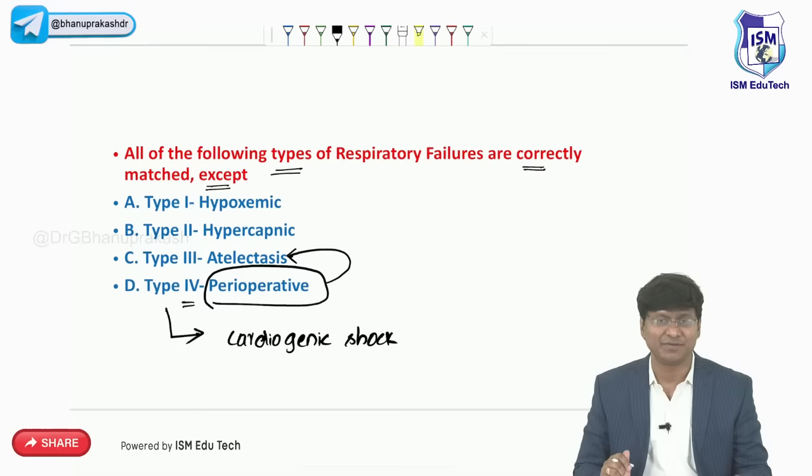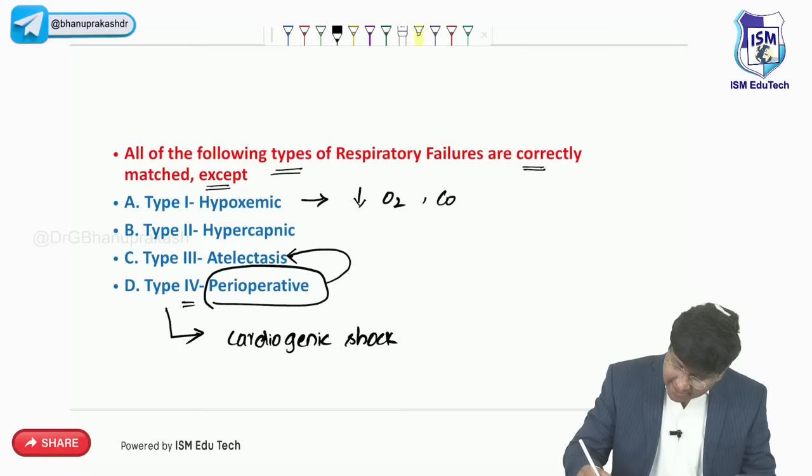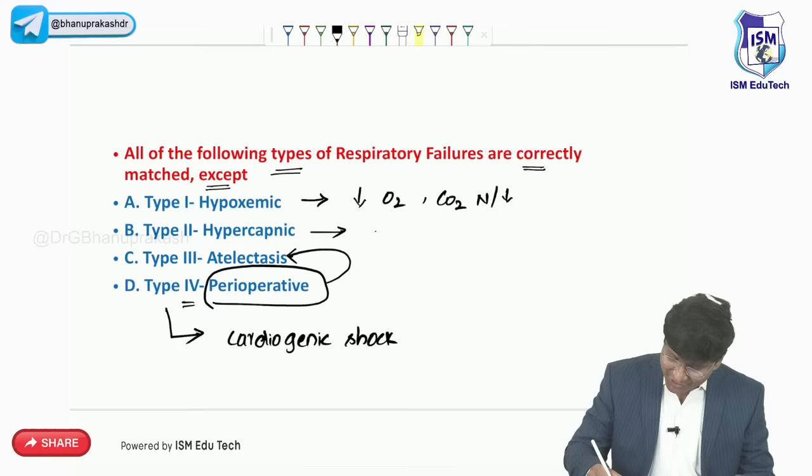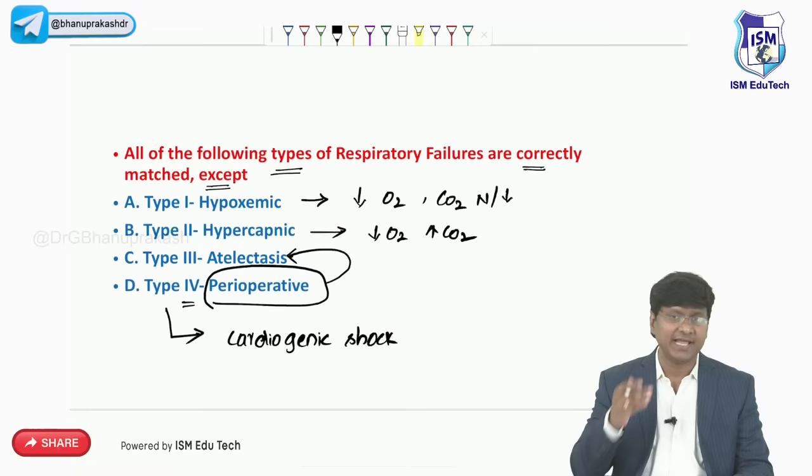And in type 1, what will be the parameters? There will be hypoxia, and carbon dioxide levels remain normal or are reduced. Whereas in type 2 respiratory failure, you will have hypoxia and there will be hypercapnia. In type 3 and type 4, you will have parameters similar to type 2. The only thing is, the etiology is different.